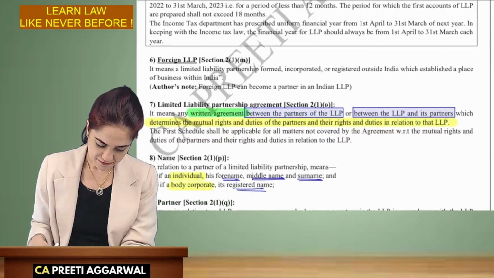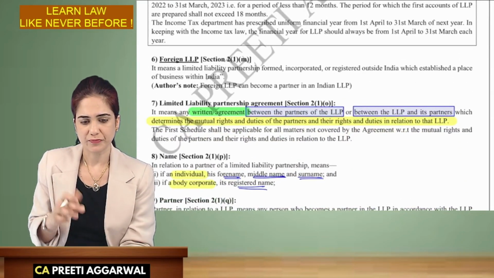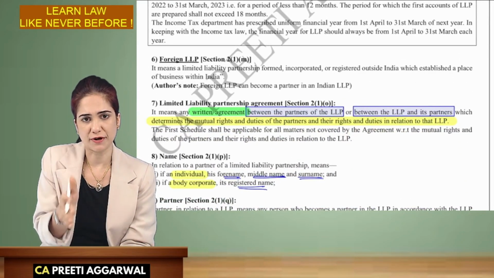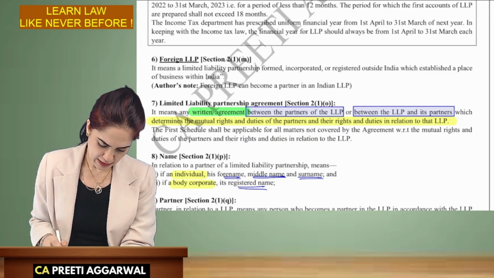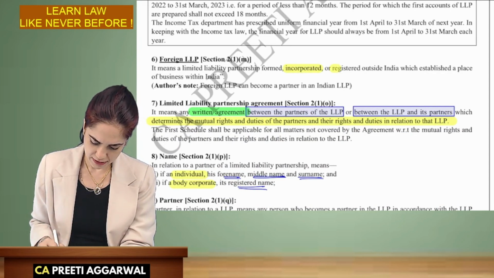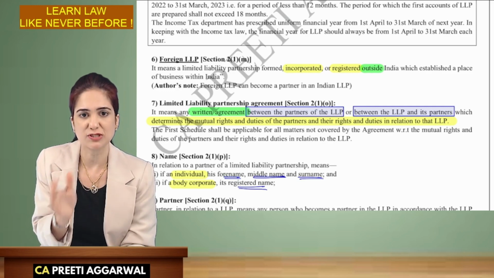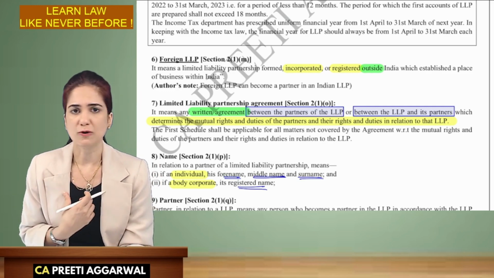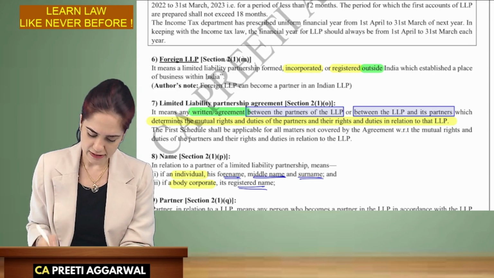For an LLP, very similar to a foreign company. So it is an LLP which is incorporated or registered outside India, but it has an established place of business in India. A foreign LLP can also become partner of an Indian LLP.